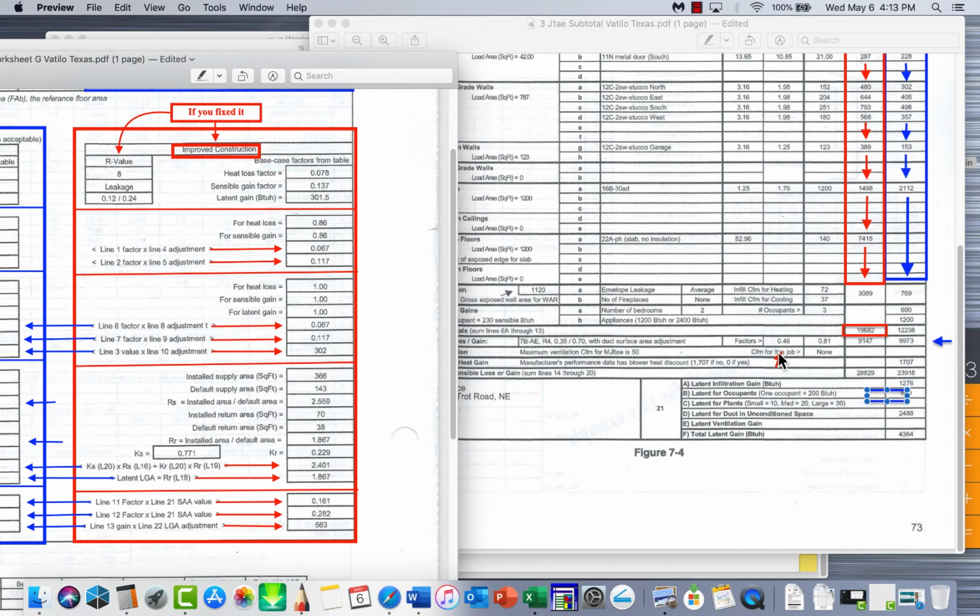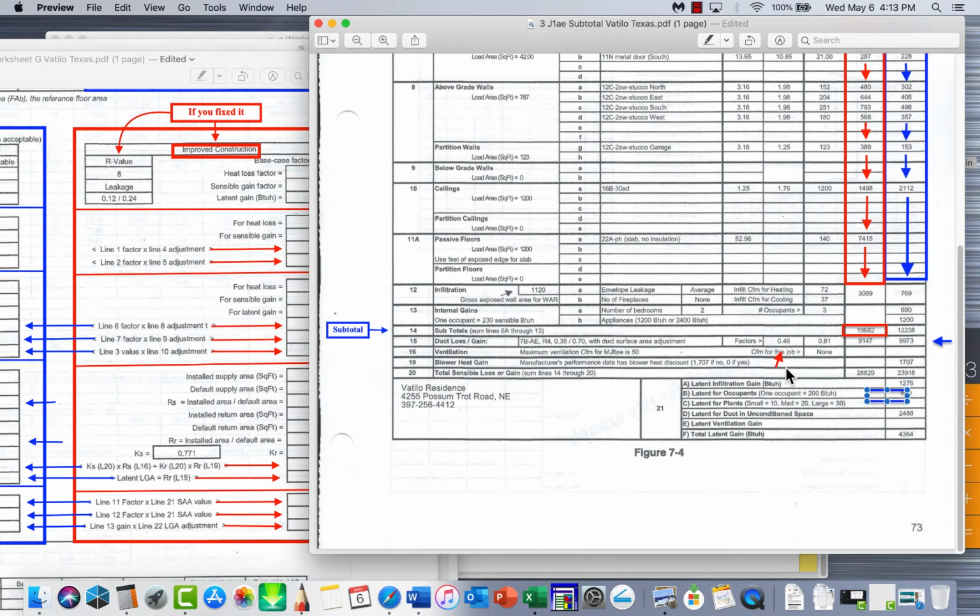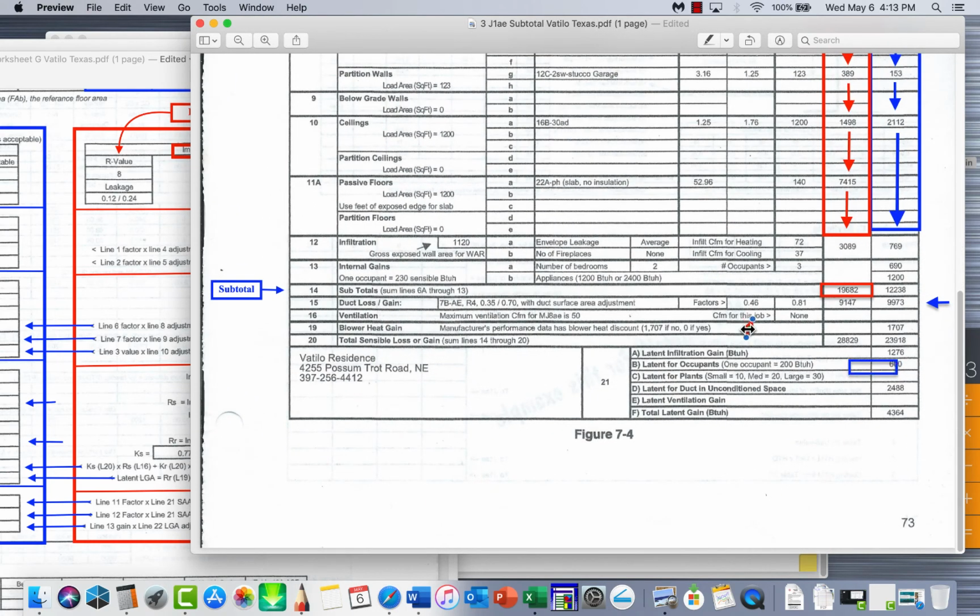Did it need any ventilation in this home? Did it need any engineered ventilation? No, there was no code requirement for it, so we got none on that. Next thing that we'll deal with will be the manufacturer performance data. Many blowers will tell you exactly how much heat. You can figure out the heat based off the kilowatts in it. 1707 if no, 0 if yes, so ours is going to be 1707.